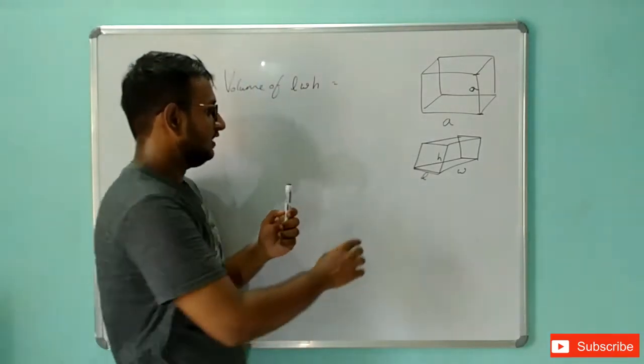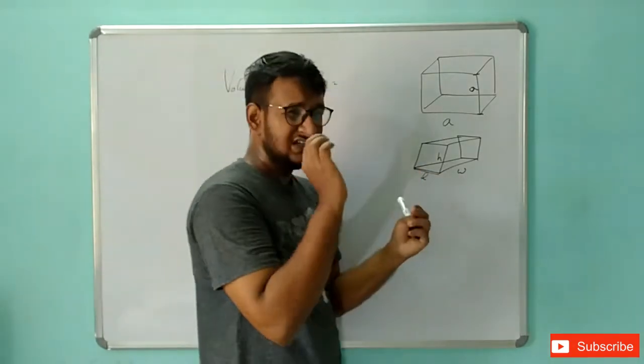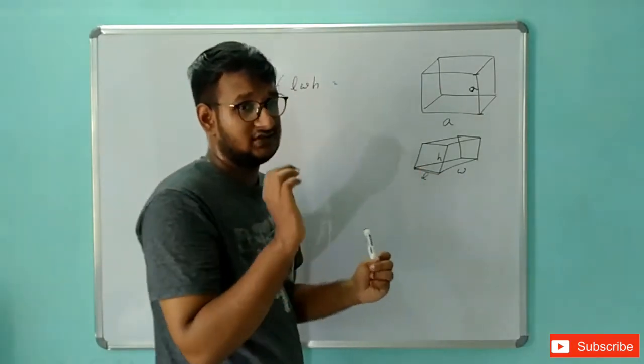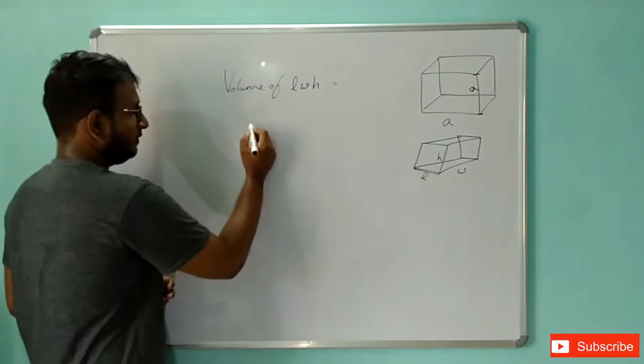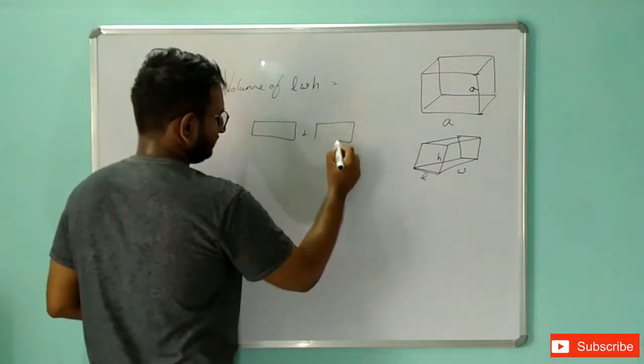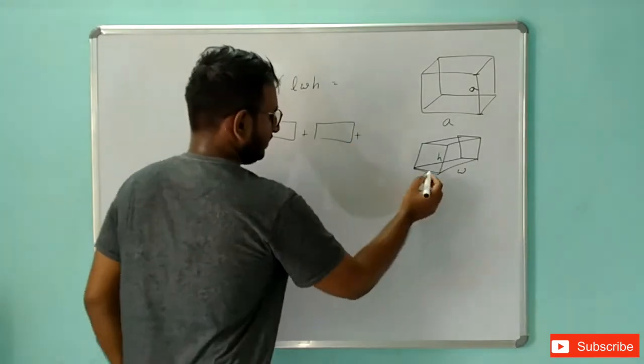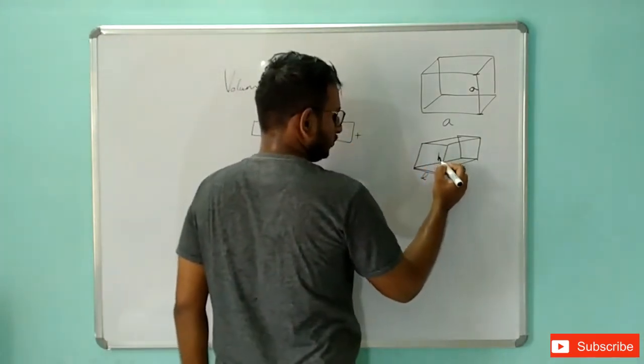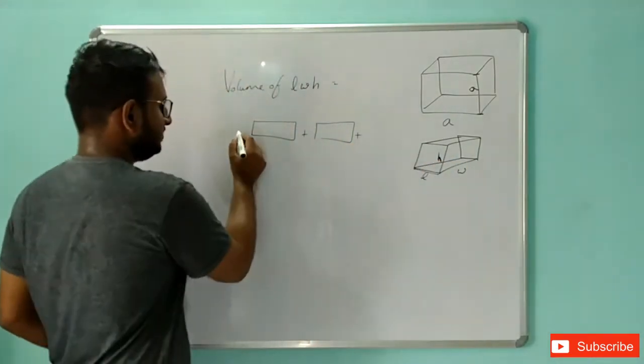So again we are dividing this into single sheets of two-dimensional pages. So we will have a rectangle like this plus a rectangle like this, and we go on until we reach a height of h.